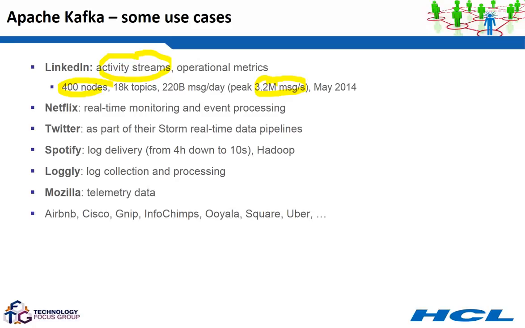Netflix is using it for real-time monitoring and event processing. Twitter is using it for their Storm-based real-time data pipelines. There are different use cases, and case studies are also available on the net. You can have a look for detailed information. Almost all scenarios, Kafka is being used these days.